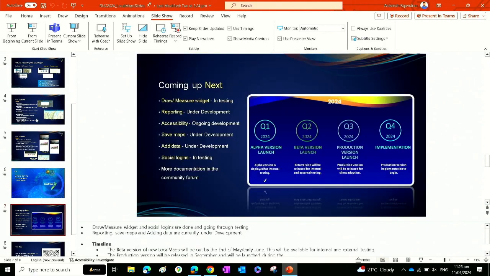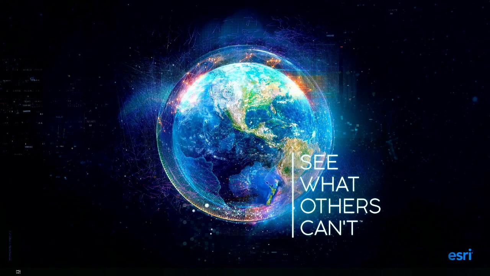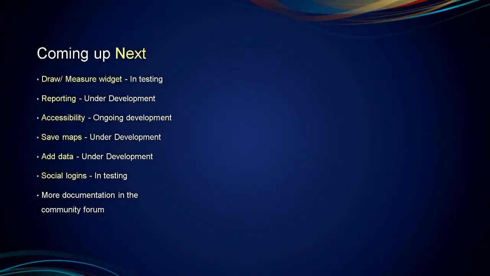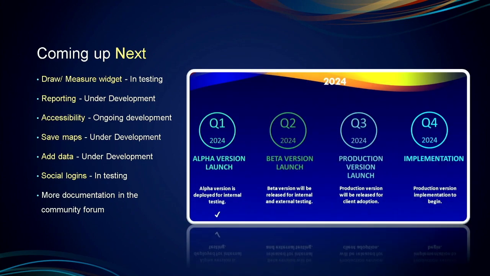What's coming up next? As mentioned, the draw and measure widget is still under testing and development. It's being improved as we speak. Reporting is coming along. Accessibility, save maps, add data, and social logins are on the way. And more documentation around this will be shared through the community forum, where you can just go and have a look at how the new features are coming along.